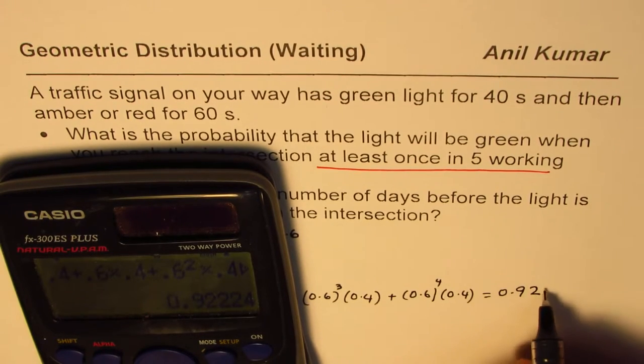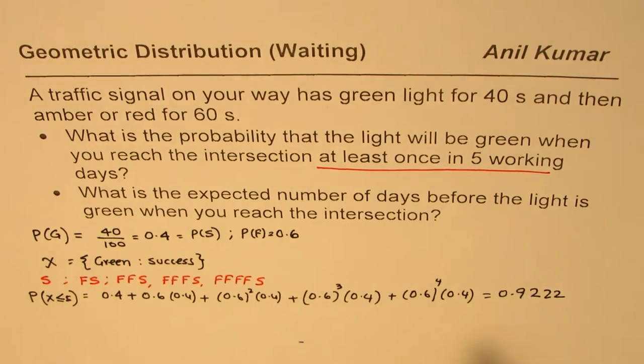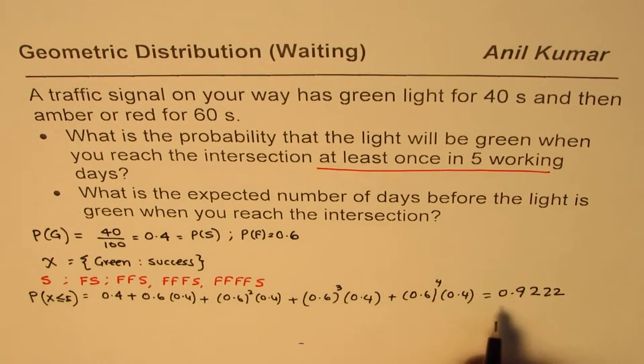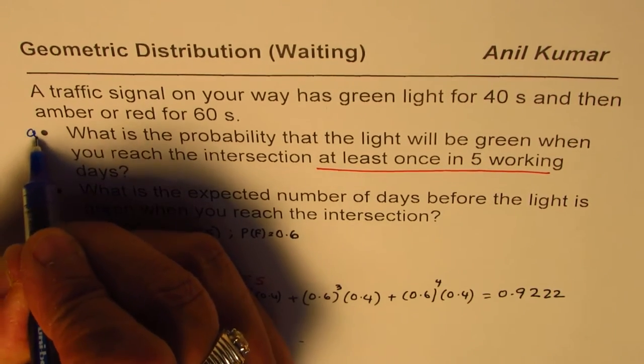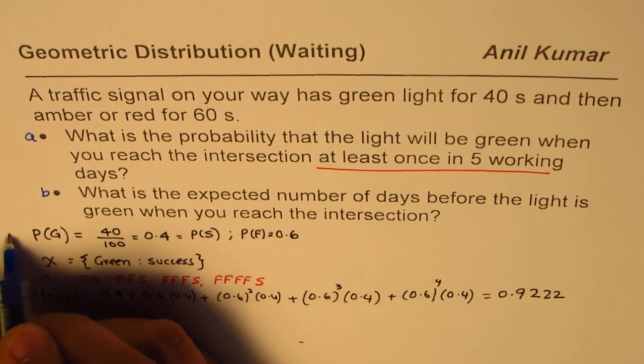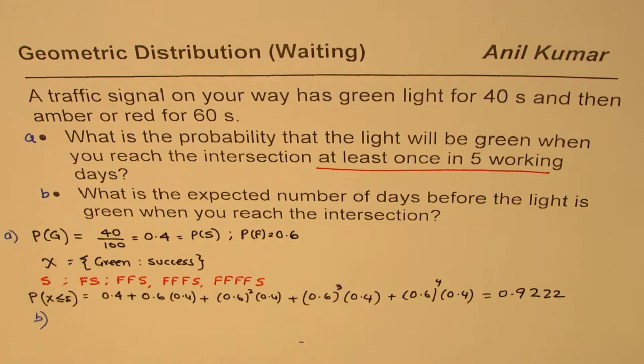So 0.9222. So 92%. So the probability is 92%, right? That is what it is. So that is how you can do part A, right? Let me say this is part A, and now we'll do part B. Okay. So we get that at least once in 5 working days, the probability is 92%.